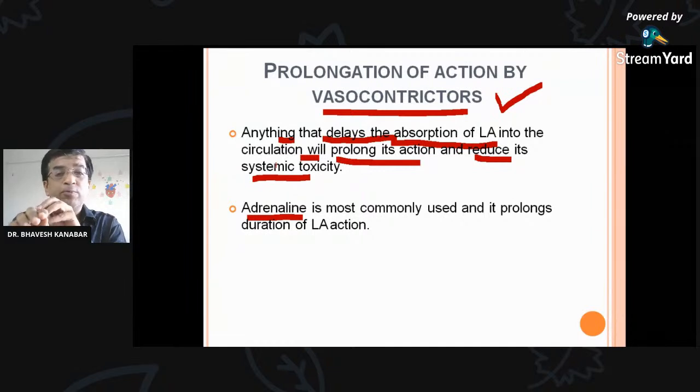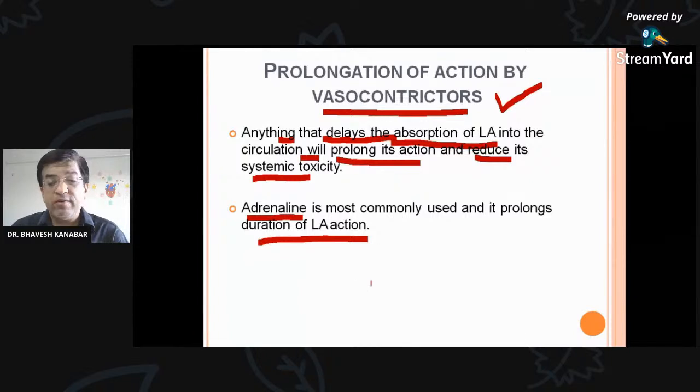Again, I repeat, if we give adrenaline along with lignocaine, because of the vasoconstrictor action, absorption of the local anesthetic will decrease, so the local anesthetic will maintain its concentration for more duration, and the action will be prolonged. Adrenaline is most commonly used and it prolongs the duration of the local anesthetic. So when you see ampules with the combination of adrenaline plus lignocaine, that is because of this action. I hope you understood.